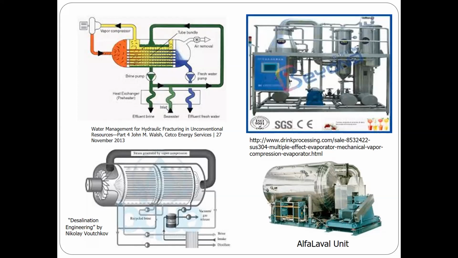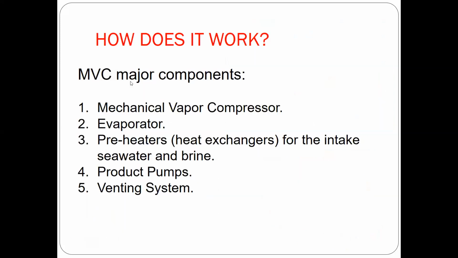So as you can see here, it looks like something that rotates the compressor. This could be a diesel engine, or it can be an electric motor working by electric power to run the compressor, and the compressor operates the unit. When we look at a little bit of the details of the unit, we have a mechanical vapor compressor, we have an evaporator, we have a couple of heat exchangers.